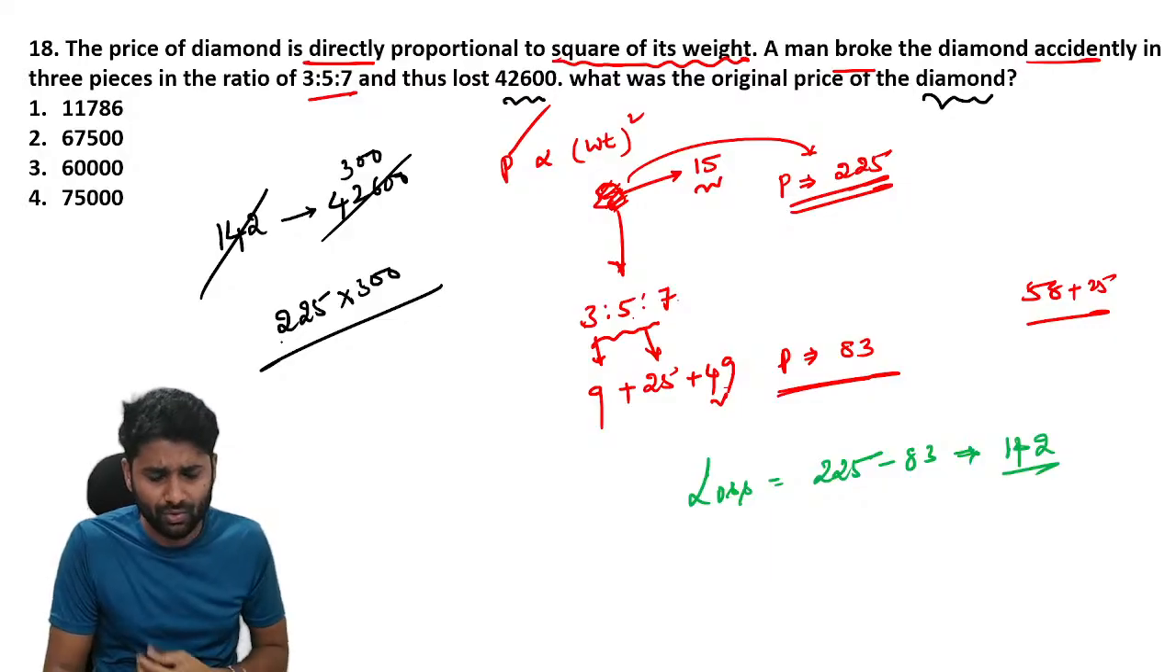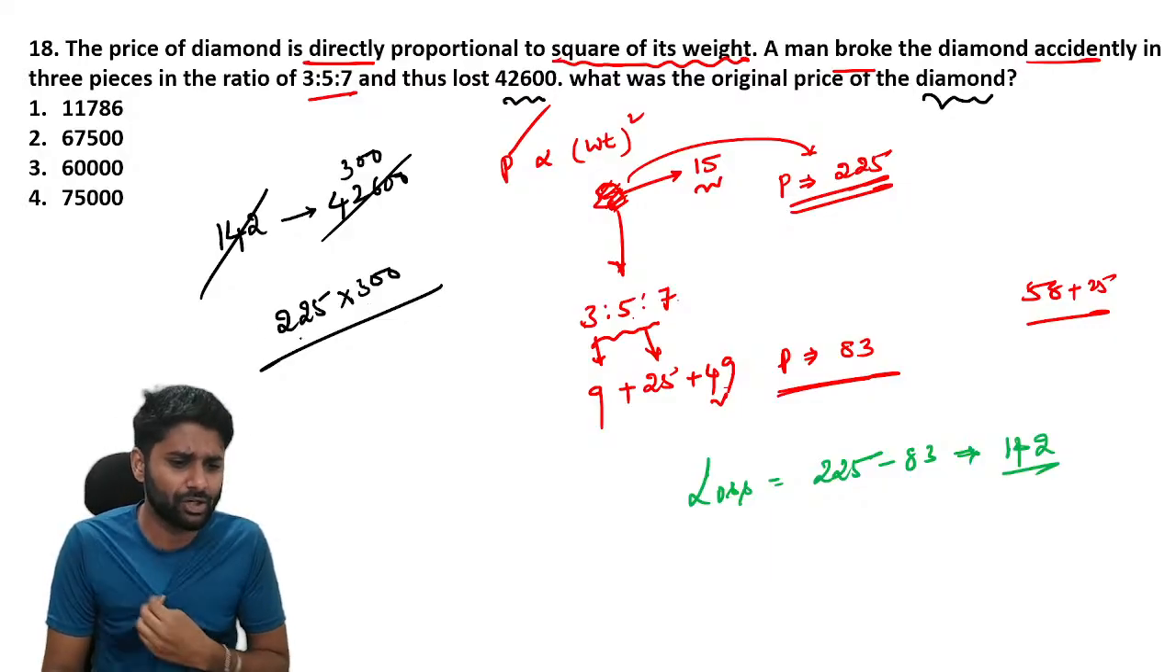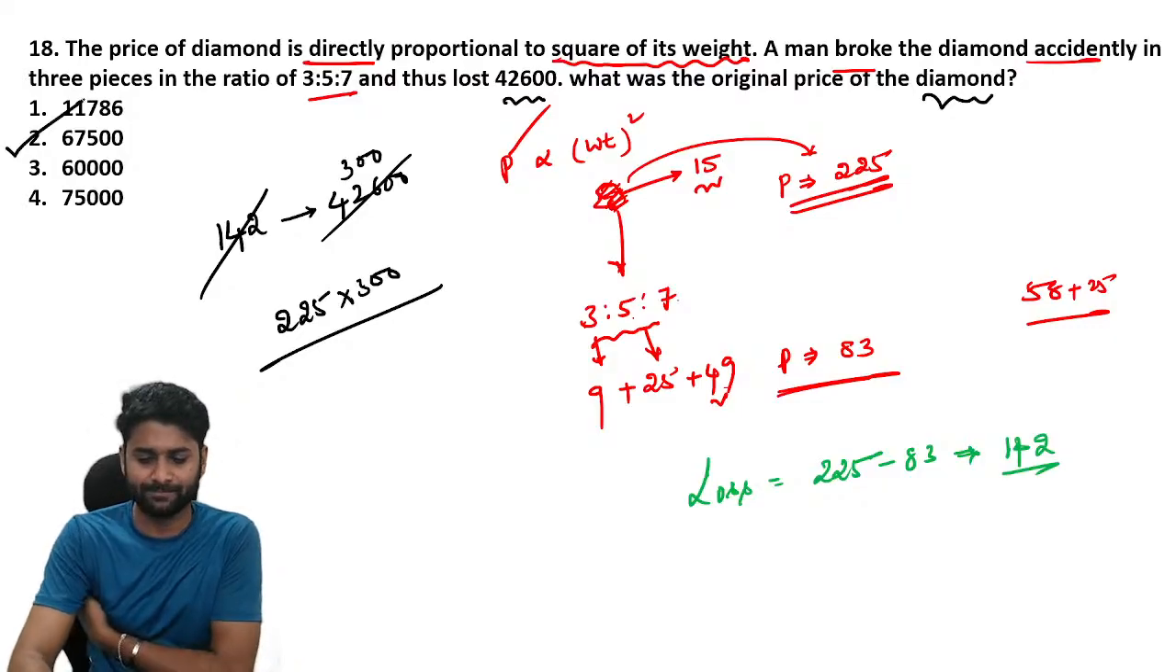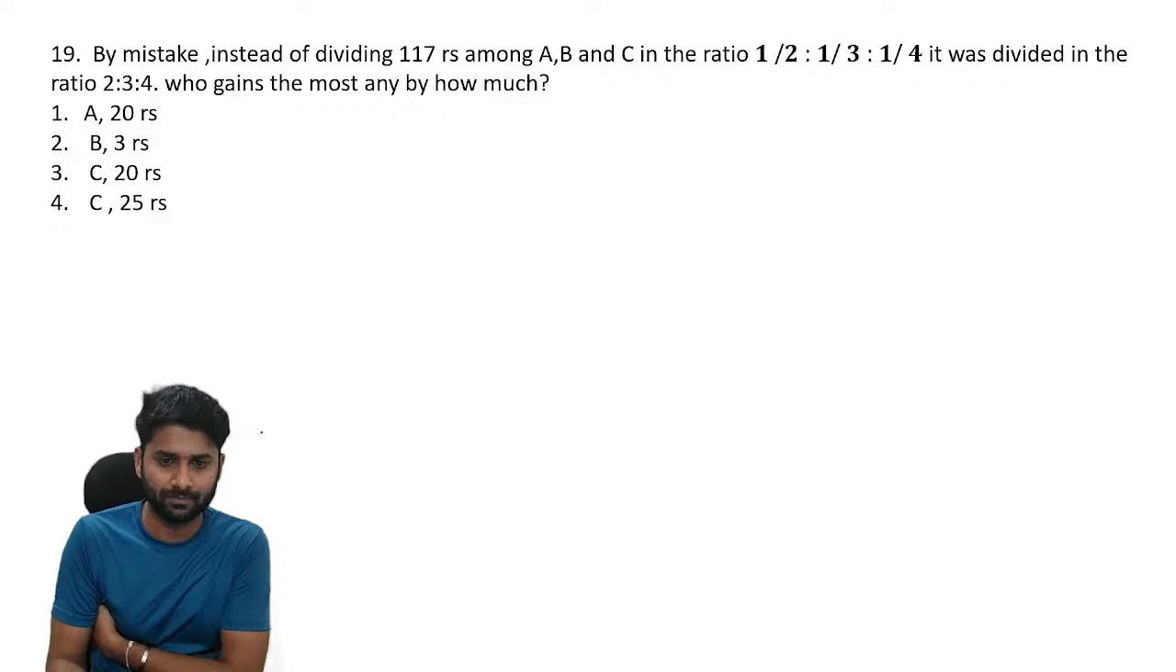Now 3 into 200 is 600. 3 into 25 is 75. So the answer is 67,500. Next.